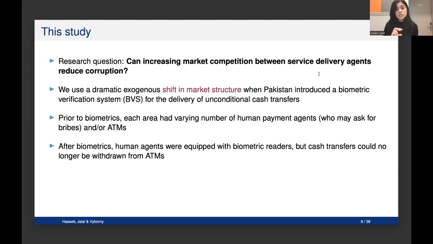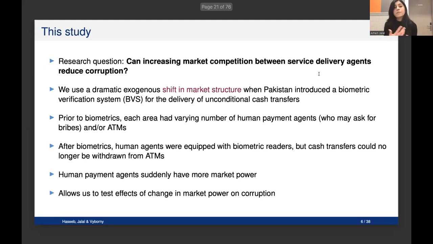So we exploit this change, which we interpret to mean that the human agents now know that they're the exclusive source through which you can withdraw money. This is an exogenous shift in their market power. They know that they're more powerful. They don't have to compete with the zero bribe outside option. That may mean that they charge more bribes, but their ability to charge bribes might depend on how many other human agents they compete with. I'm going to talk more about the setting and explain a little more about what exactly this shift meant. But broadly, that's the type of context that we exploit to study this question.